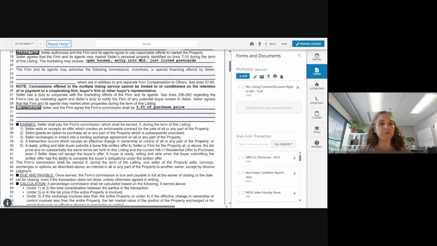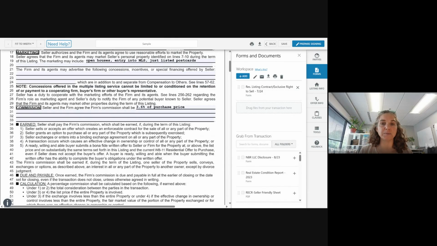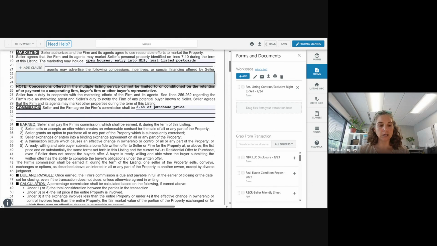And then maybe for the concessions section up here, the firm and its agents may advertise the following concessions, incentives, or special financing offered by the seller. So up here, if my seller wants to offer a concession to the buyer to be able to use to pay for their buyer agent commission, I would write in 2.4% of purchase price.